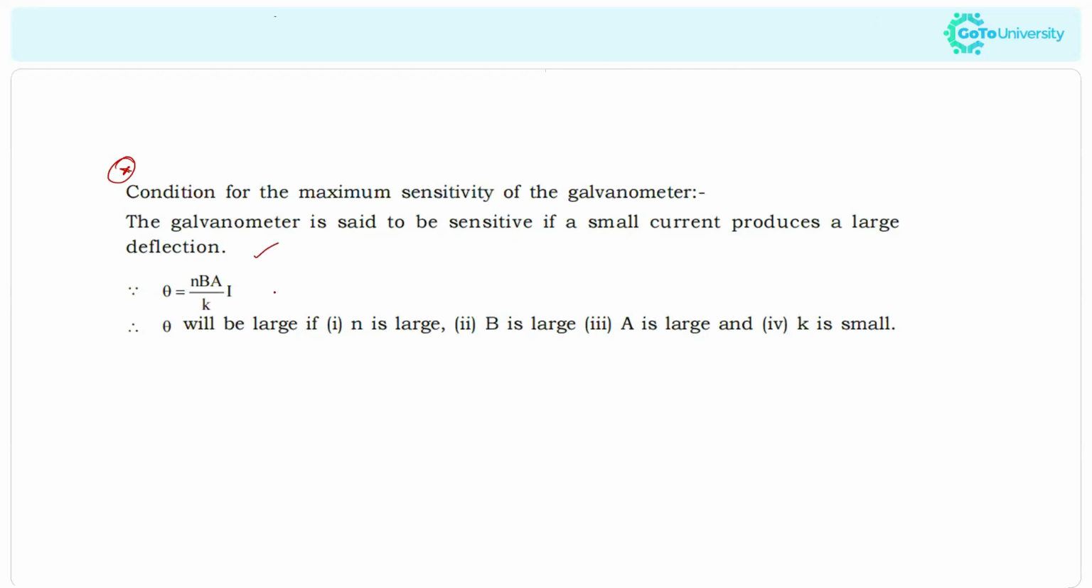So the formula we said, the deflection theta will be equal to NBA divided by Ki. So the value of deflection will be larger when N is larger, B is larger, A is larger, and the value of K is small, right? This is a very important condition you have to know. So this is all about moving charges and magnetism.